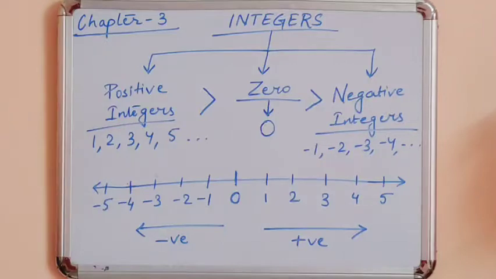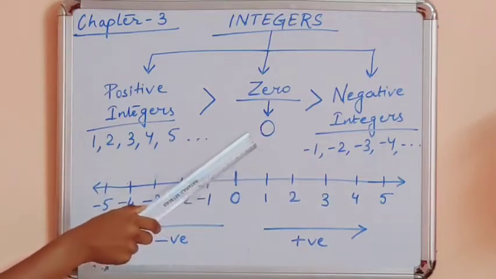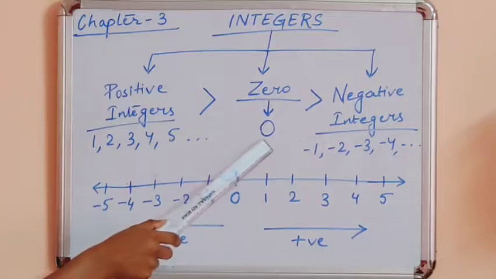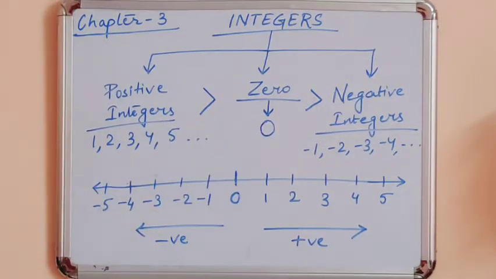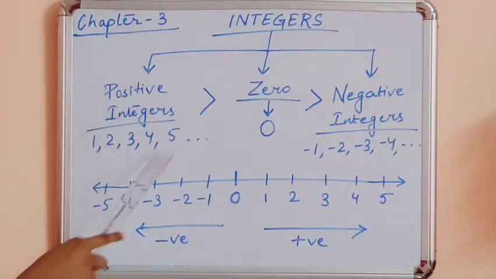Now we know that 1 is greater than 0. Similarly 2 is greater than 0. 3 is greater than 0, or any other positive number, say 235, that is greater than 0, say 500, that is greater than 0. So we can say that all the positive integers are greater than 0.